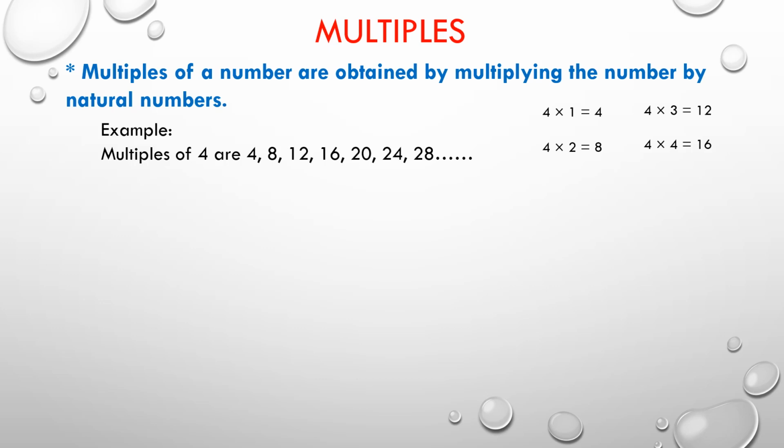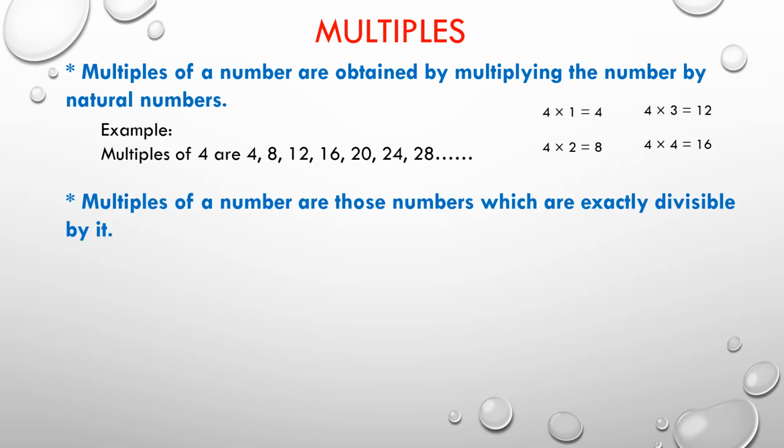Next, multiples of a number are those numbers which are exactly divisible by it. I'll explain this with the help of an example. Multiples of 11 are 11, 22, 33, 44, 55, 66. Just the table of 11. Or simply when I multiply 11 with 1, 11 with 2, 11 with 3, I can find the multiples of 11. So what is in this statement? Multiples of a number are those numbers which are exactly divisible by it.